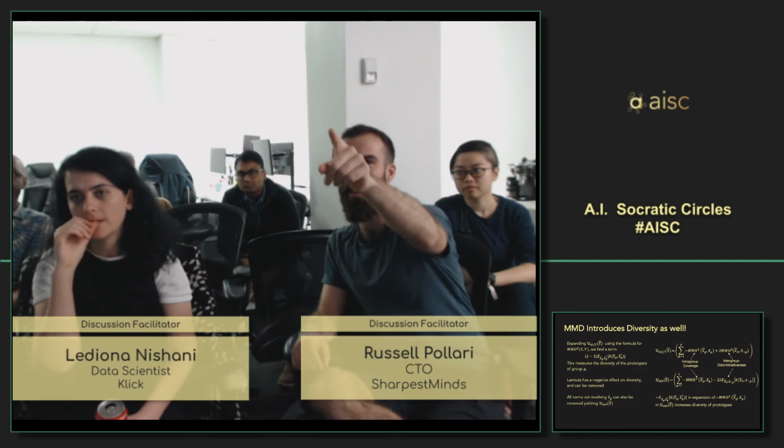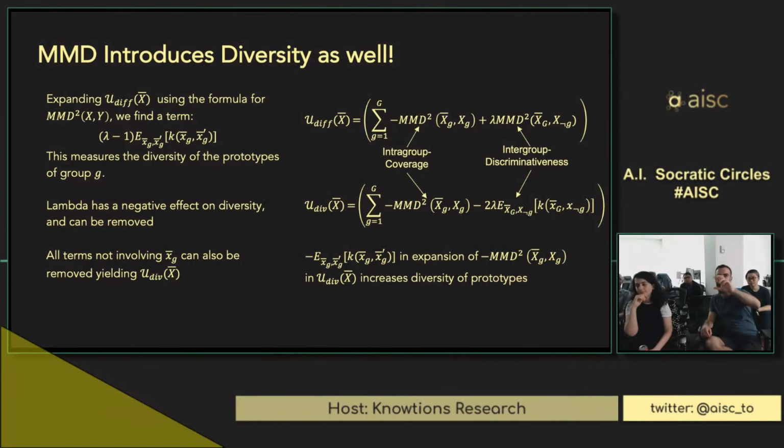So that's similarity and discriminativeness. Yes, discrimination. And then it turns out if you expand that term on the right, you get a couple of terms that measure the diversity, which is how similar the prototypes in a particular group are to each other. So they find a couple of terms that, if they take them out, they are actually optimizing more for diversity, like more for prototypes in their particular group to be far away from each other.